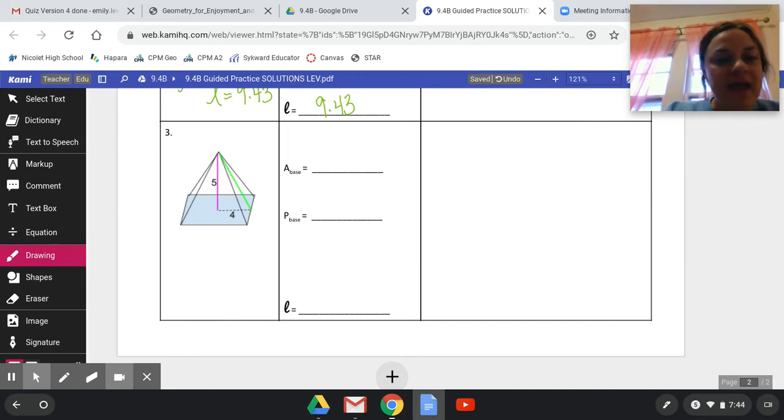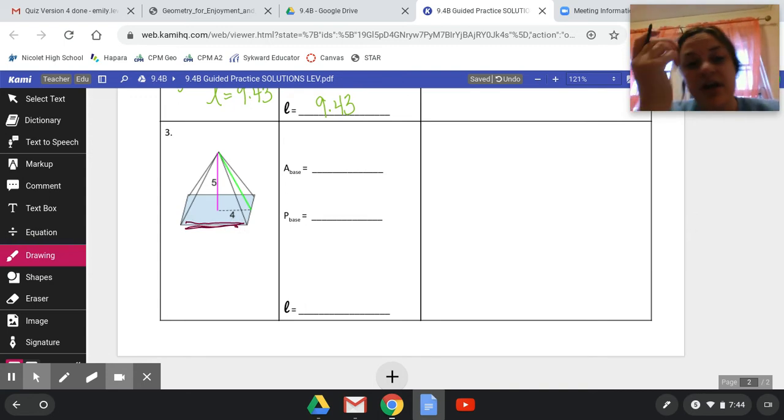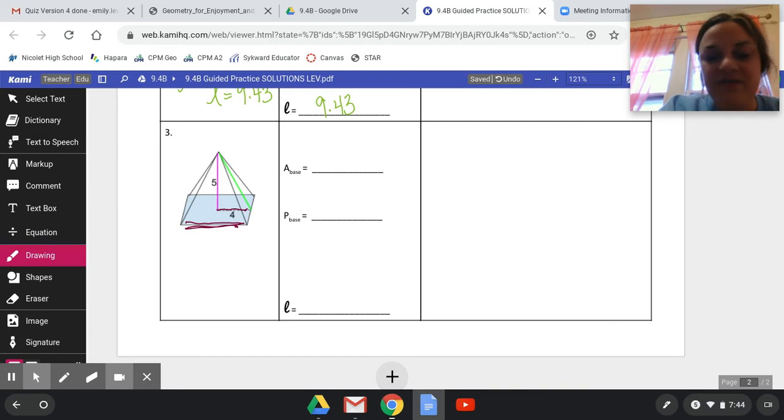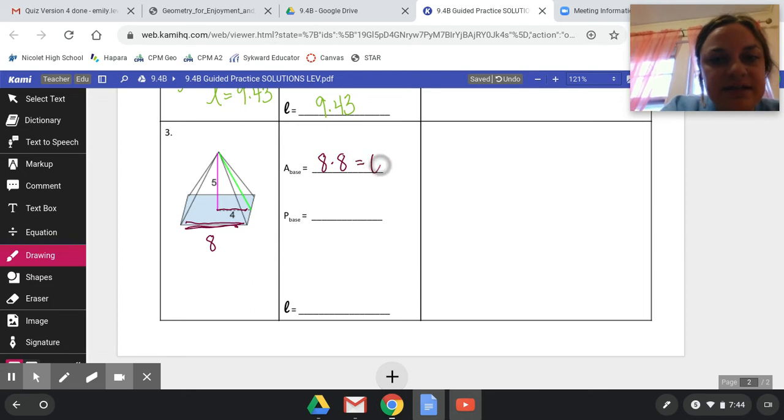So, area of my base. Well, in this case, I do not have the length of one of my sides, okay? So this is another different situation. But I do have this 4, and I know that that's half of the distance across. So this whole side would actually be 8. So now I can find the area of the base. 8 times 8 is 64. Perimeter of the base, I've got 4 sides. Since it's a square, one side is 8, so I get 32.